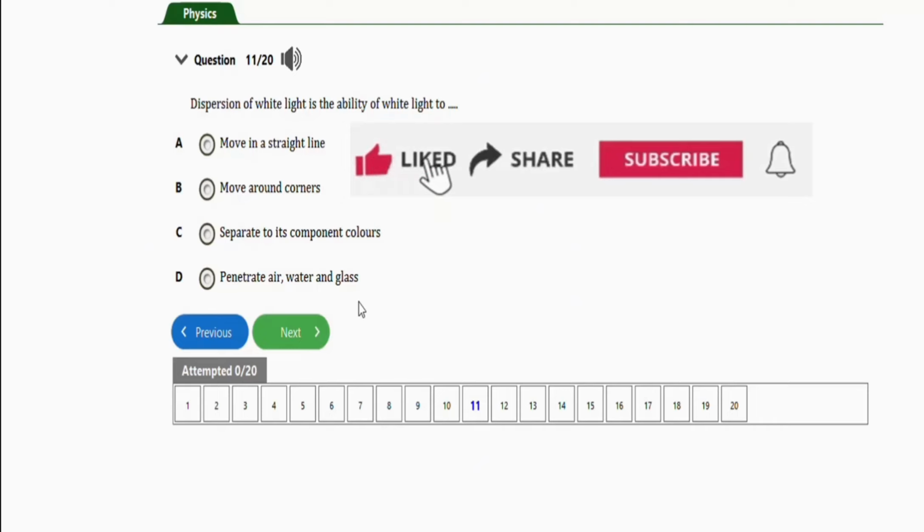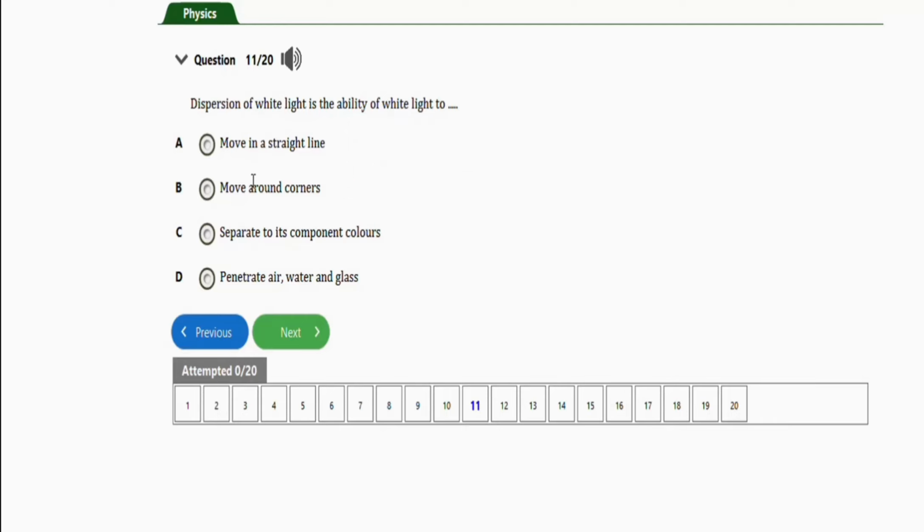So this question reads, dispersion of white light is the ability of white light to move in a straight line, move at one corner, separate to its component colors, penetrate air, water, and glass.